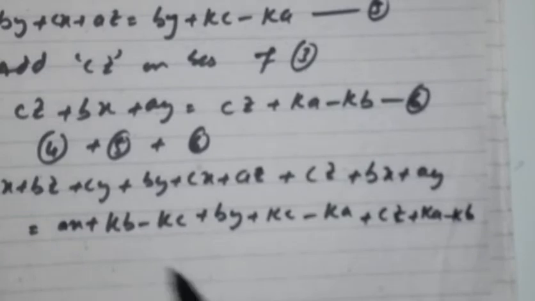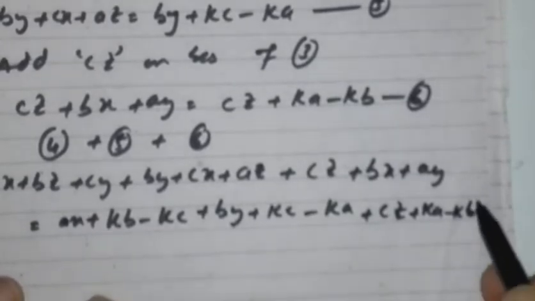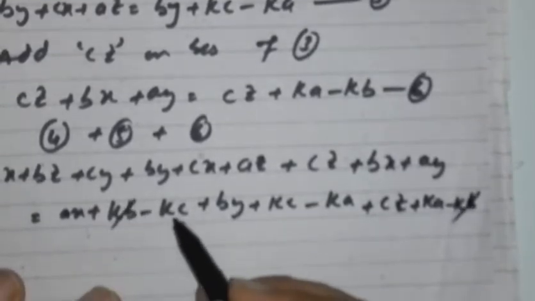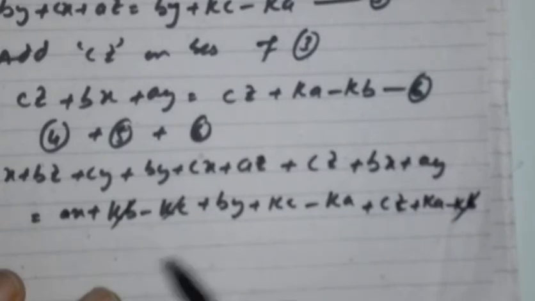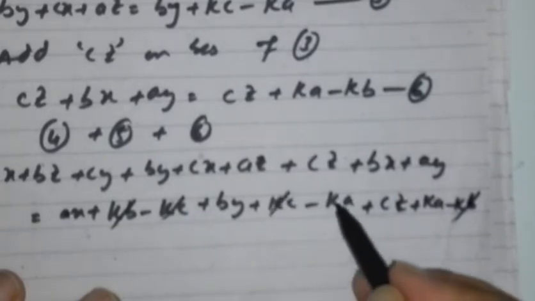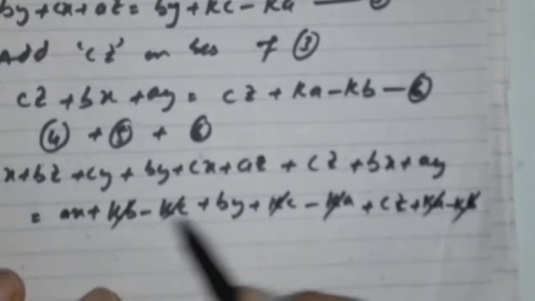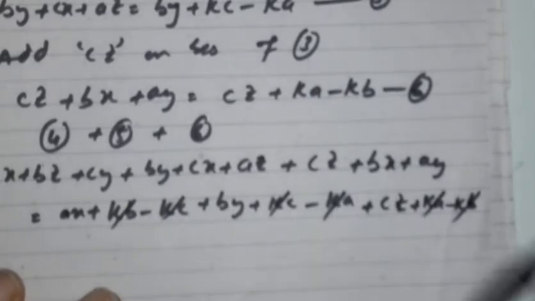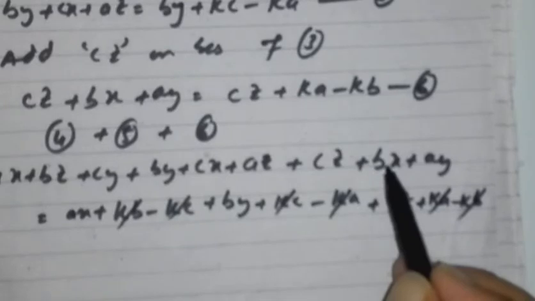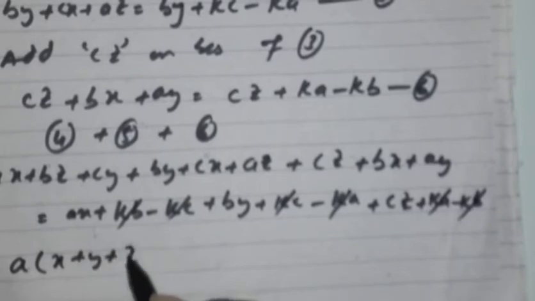Now look, this kb cancels with this kb, kc cancels with this kc, and ka cancels with this ka. What remains here? ax + by + cz. And look at here on the left side, this is ax, this is bx, and this is cx. So take common, so we get x(a + b + c).